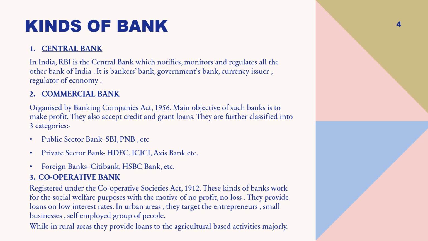So how do they function in this type of bank? They provide loans at low interest rates. In urban areas, they target entrepreneurs, small businesses, and self-employed groups of people, while in rural areas they provide loans to agriculture based activities majorly. All right, did you understand these three types of bank?